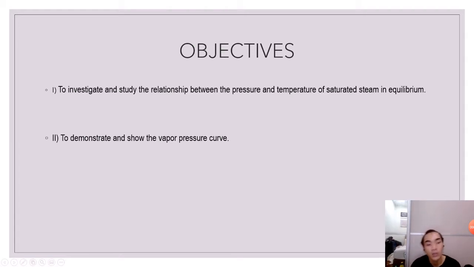Objectives. There are two objectives on why we conduct the experiment. First is to investigate and study the relationship between the pressure and temperature of saturated steam in equilibrium. Second is to demonstrate and show the vapor pressure curve.